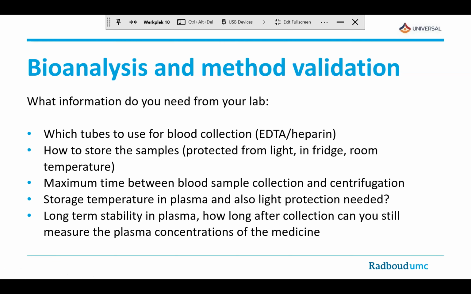That's all information you can get from your lab, and the storage temperature. We need to have the storage temperature of the blood, but also of the plasma after you centrifuge it, and also the long-term stability. How long can we still analyze the samples after collection?